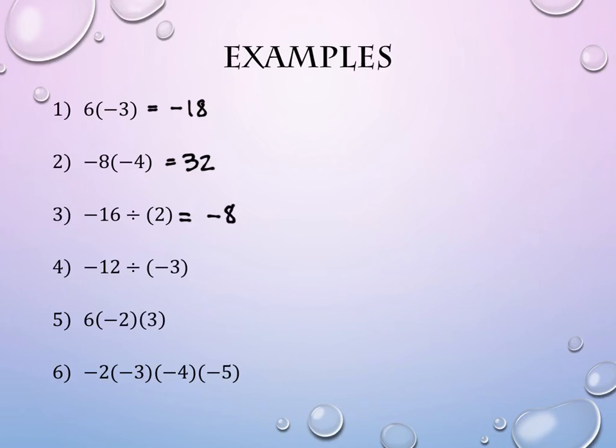Negative 8. So again, I've got division, works the same as multiplication in the sense that the negatives, right? 1 negative, 1 positive. Good. How about negative 12 divided by negative 3? Positive 4. I've got a negative divided by a negative.